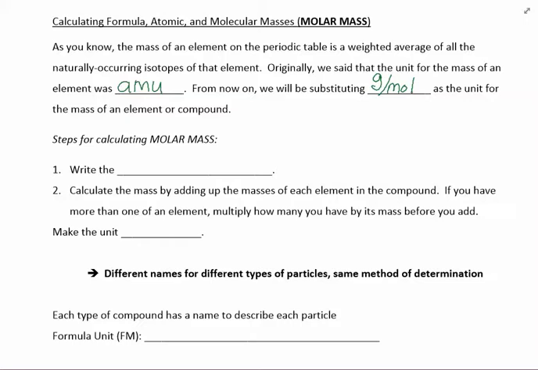So how do we go about calculating the molar mass? The first thing we're going to do is write the formula for it, using information we learned from Unit 4. We're then going to calculate the mass by adding up the masses of each element in the compound. If you have more than one of an element, multiply by how many you have before you add it together, and make the unit grams per mole. Things that are very helpful in this unit: first, a periodic table, which you definitely need. Also, we're going to be doing a lot more math, so bringing your calculator regularly will be helpful to you.